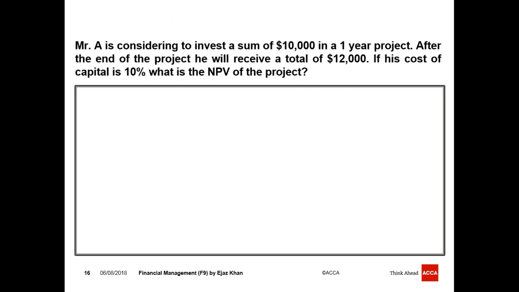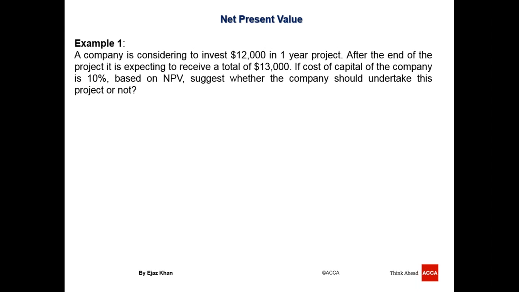So let's move forward to the next slide. In this example, it's actually the same example. So let's move towards the next one. A company is considering investing $12,000 in a 1-year project, at the end of which it is expecting to receive a total of $13,000. If the cost of capital of the company is 10%, based on the NPV, suggest whether the company should undertake this project or not. Just go ahead and calculate the net present value of this project.